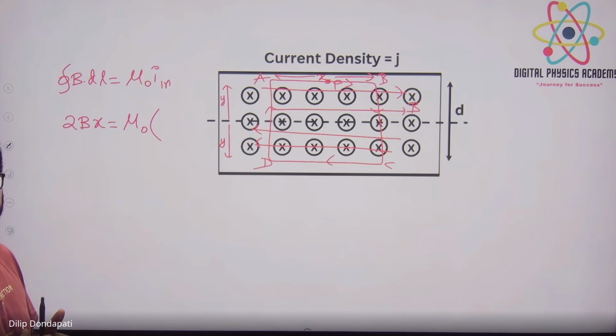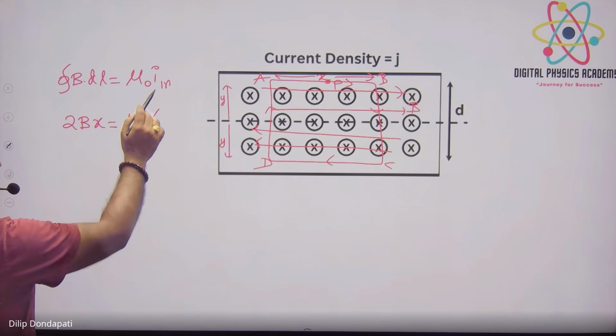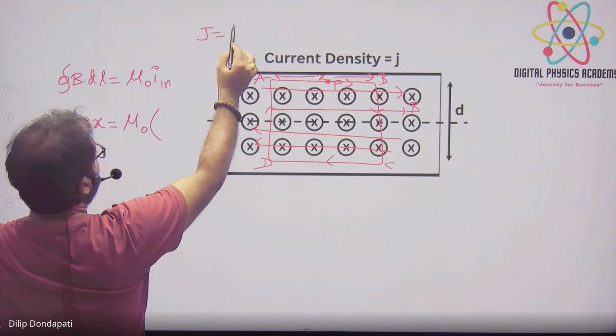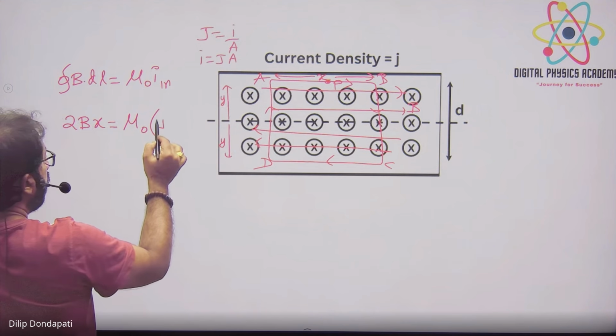We want current density, हाँ b चाहिए. हाँ mu naught jy? Yes, very good, super. Okay, so I inside is nothing but J is equal to current per unit area, and I is equal to J into A. Okay, J into area.